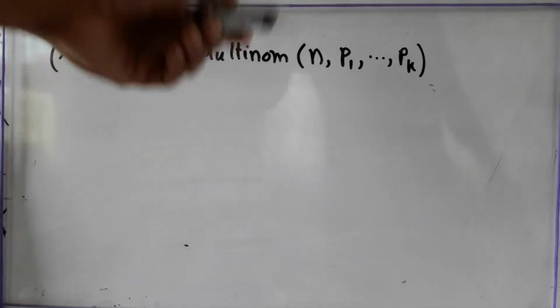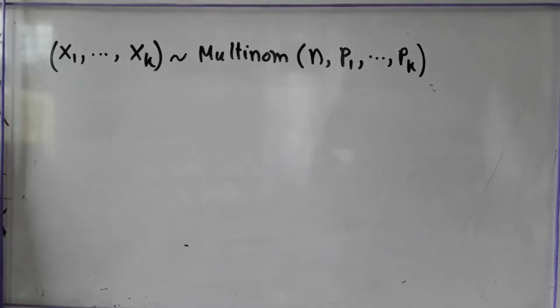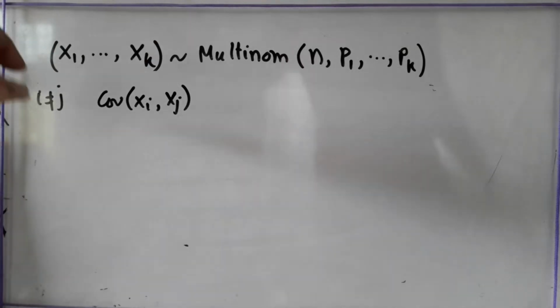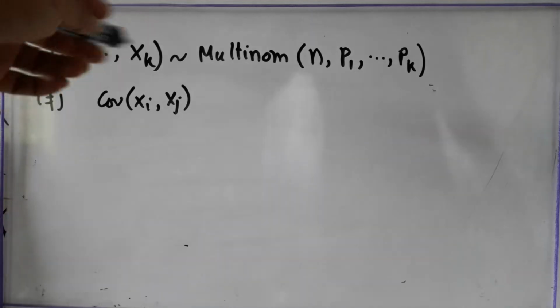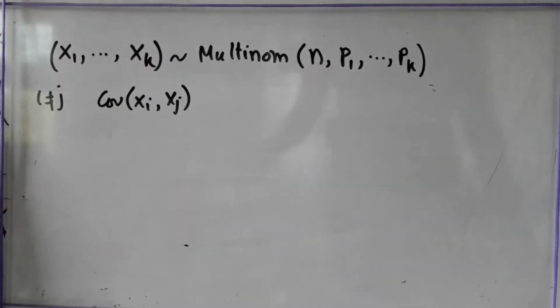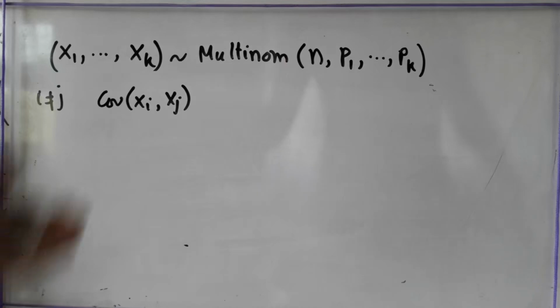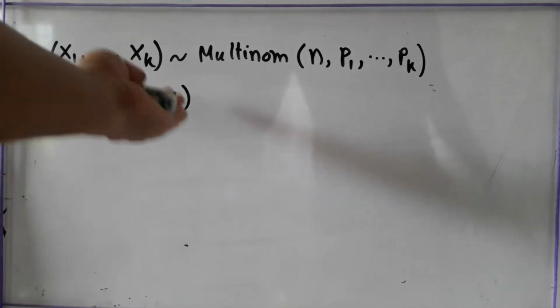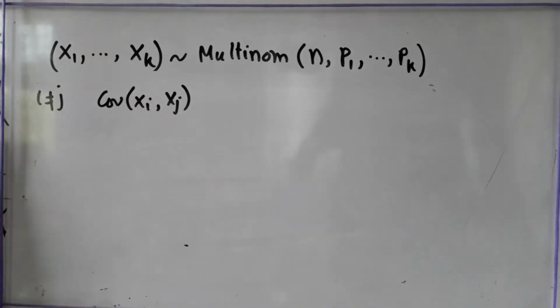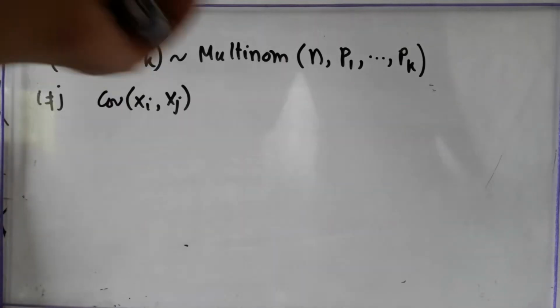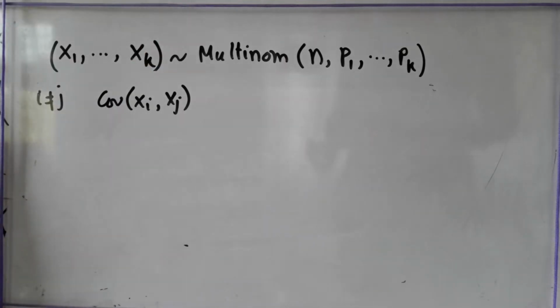We again start with x1 to xk, multinomial in p1 to pk. This time our aim is to find covariance of xi, xj when i is not equal to j. We can naturally guess that it should be something negative because all these things must add up to n. So if xi becomes very large, xj does not have enough space to grow. So a large value of xi will naturally be associated with smaller values of xj. So it should be negative. We want to explicitly compute it.